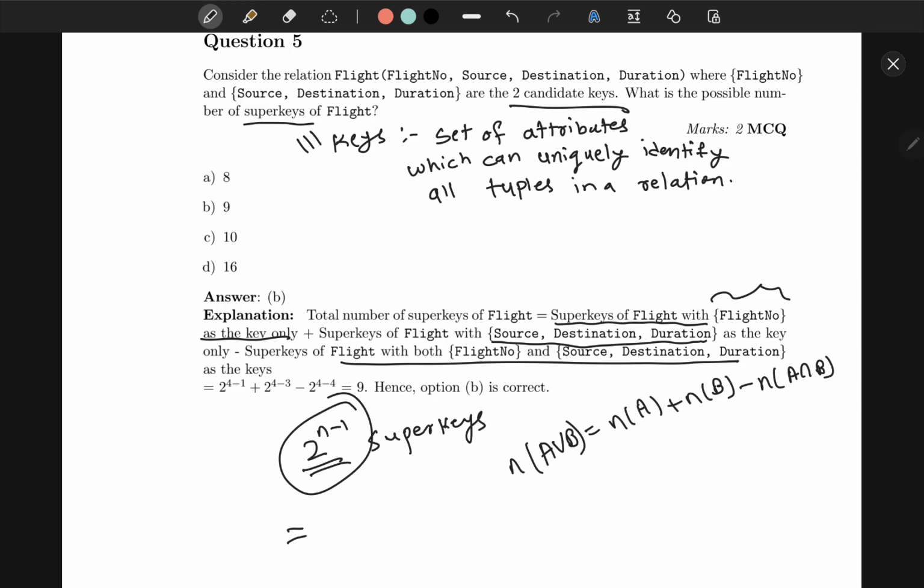So for the first case, out of 4 attributes, there is only 1 attribute used as key, hence it is 2 raised to 4 minus 1. For second case, where 3 attributes are candidate keys, so we minus the number of attributes used as candidate keys, that is three keys, plus for the third one all attributes, that is flight and remaining 3 all are used, hence 4 minus 4, which is equal to 9.